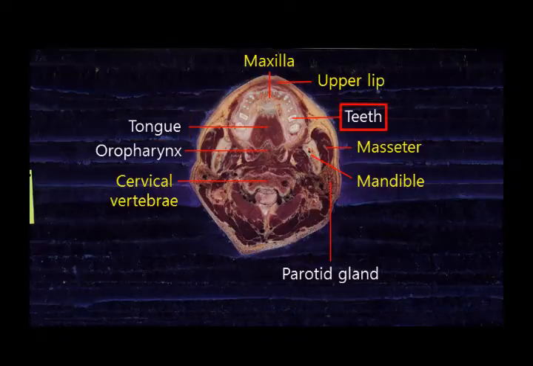This tooth is stuck in the maxilla. In front of the maxilla is the upper lip. Part of the mandible can also be seen. The muscle attached to the mandible is the masseter. Try touching the masseter that pops out when you bite something.